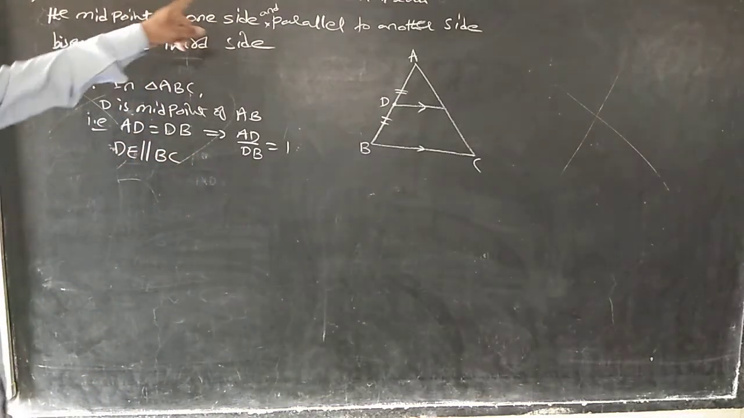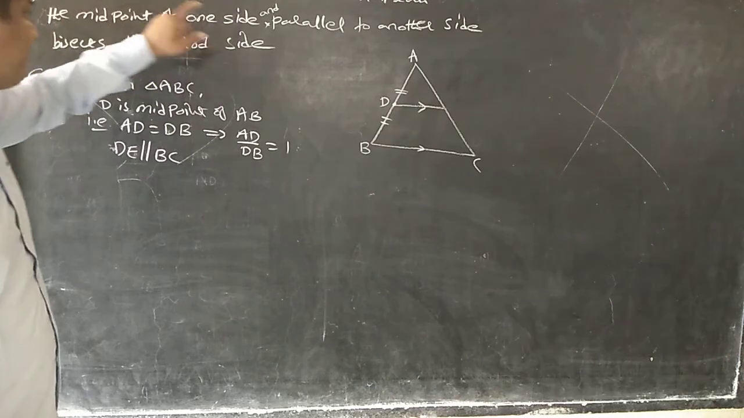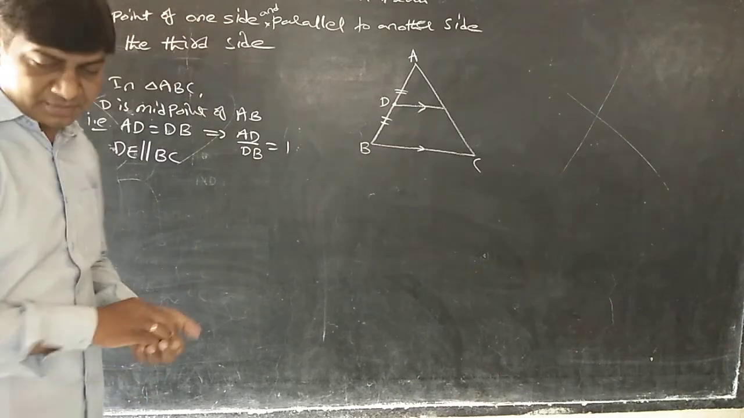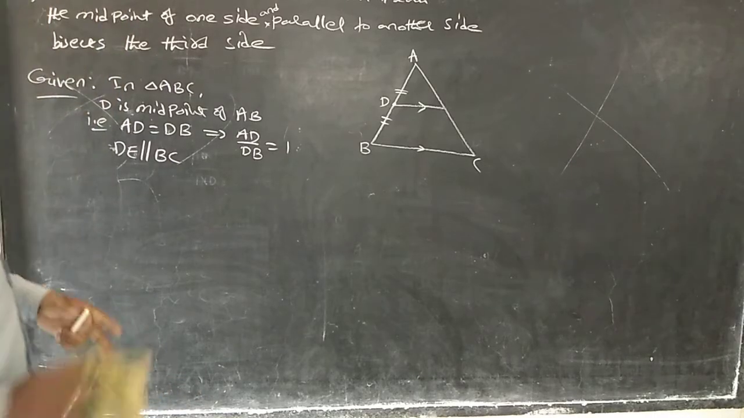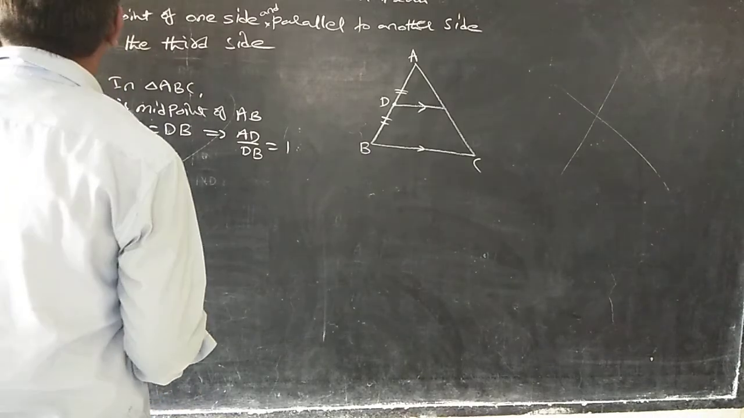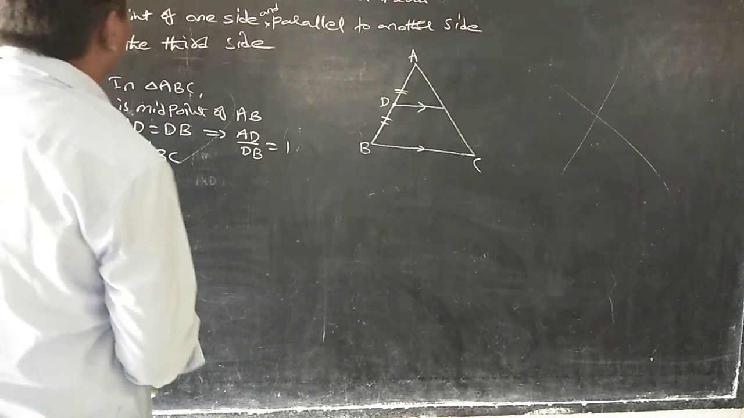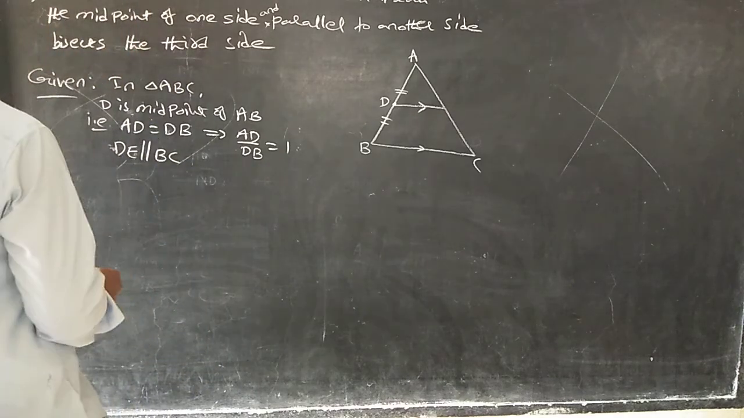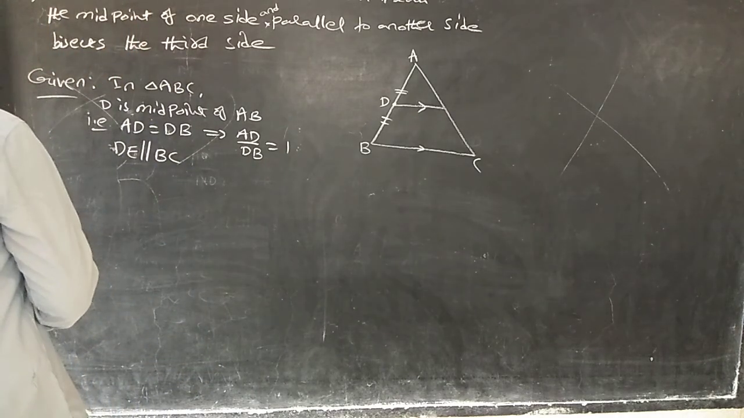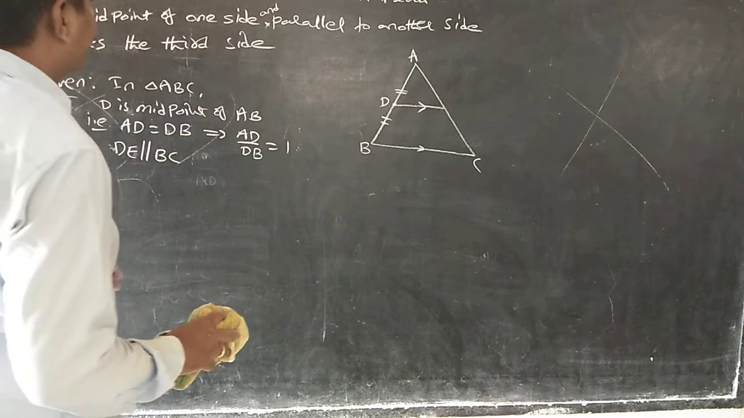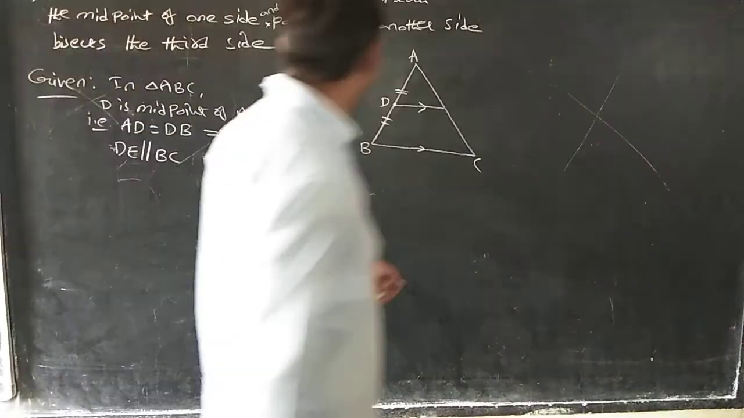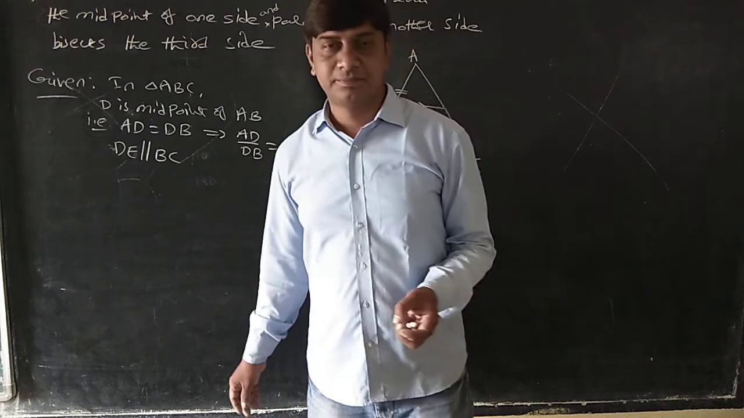Prove that a line segment drawn from the midpoint of one side of a triangle and parallel to another side then bisects the third side. Okay, that is a little bit of correction, sir. Triangle.